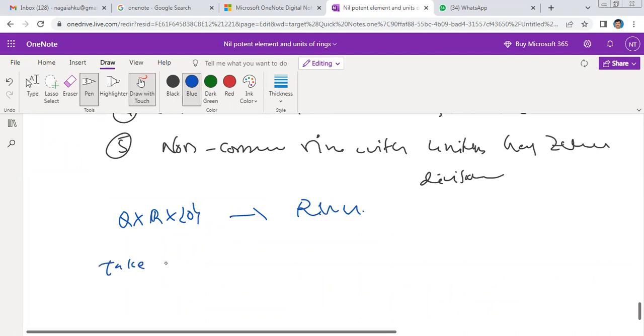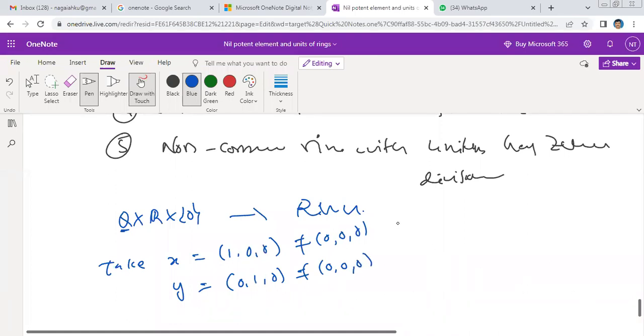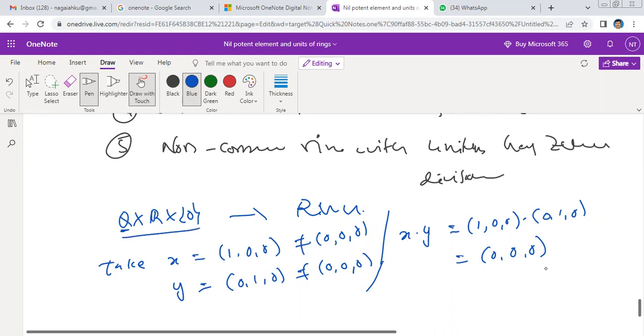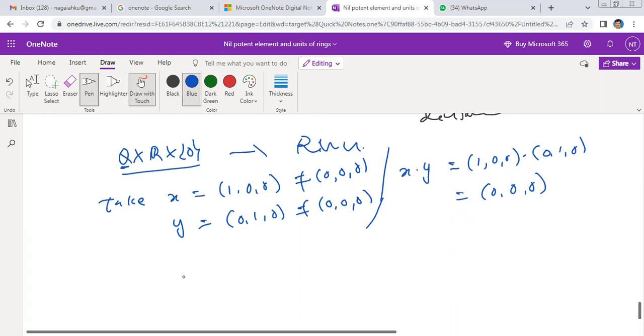Zero divisors నుంచి మాట్లాడితే చాలా వెళ్ళిపోతాయండి. Take x is equal to (1, 0, 0), y is equal to (0, 1, 0). This is a non-zero element, it is also a non-zero element. What about x into y? By component-wise multiplication, 1 into 0 is 0, 0 into 1 is 0. The product is equal to 0. If you take two non-zero elements in Q cross R cross singleton set 0, their product is equal to 0. So it has zero divisors.